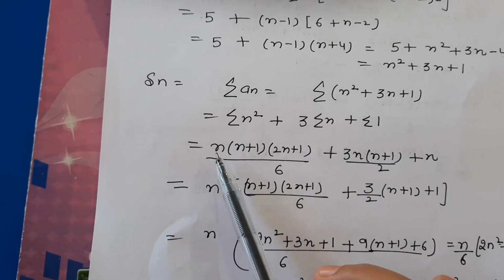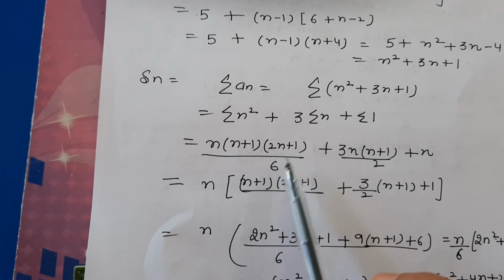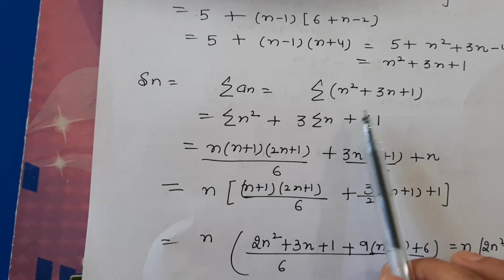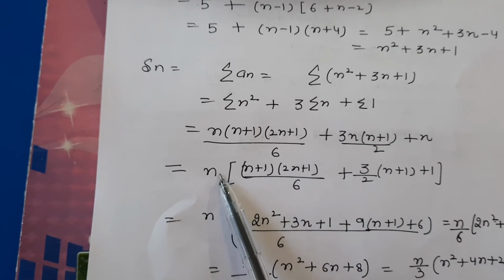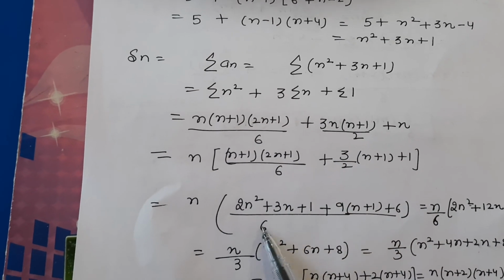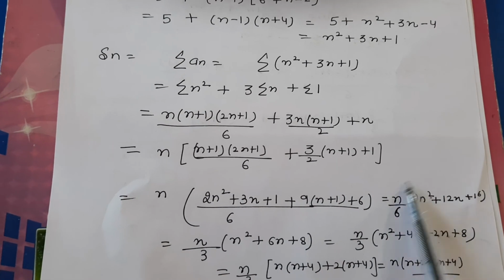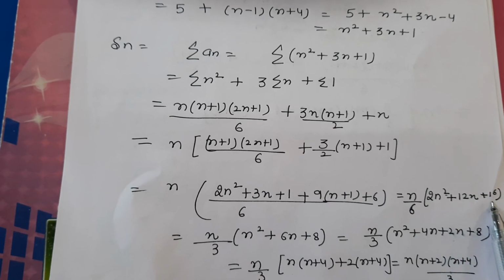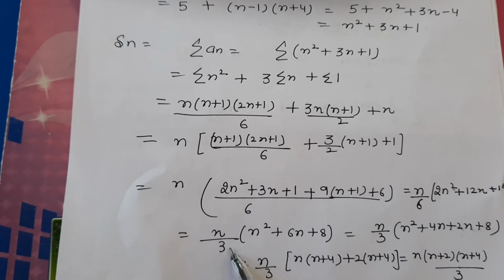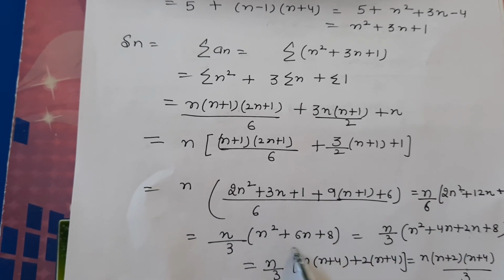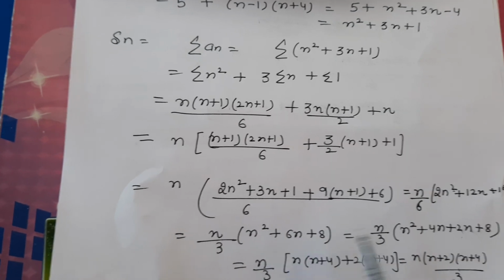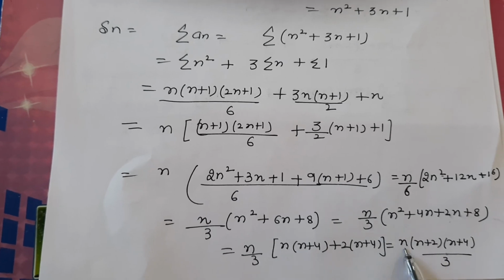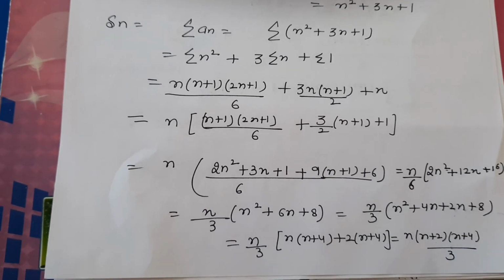Apply its formula. This is n plus 1, 2n plus 1 by 6. This is 3 into n plus 1 by 2. Summation 1 is n. Take n common, right? You will have this. In next step, take 6 as LCM. So you are going to have a quadratic equation. 2n square plus 12n plus 16. Again you can take 2 common. So you will have this. Now factorize it. The sum is 6, product is 8. So this is plus 4n plus 2n. Factorize it, you will have your answer n plus 2, n plus 4 by 3.